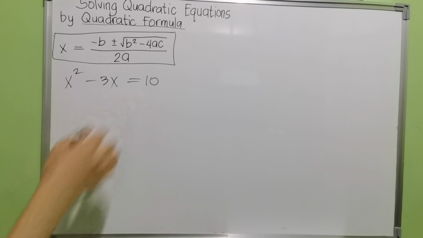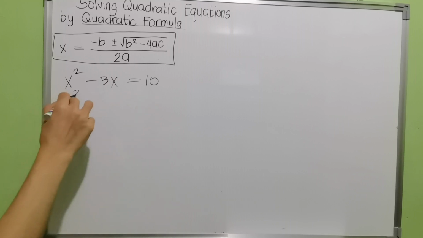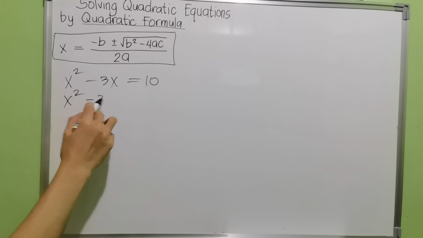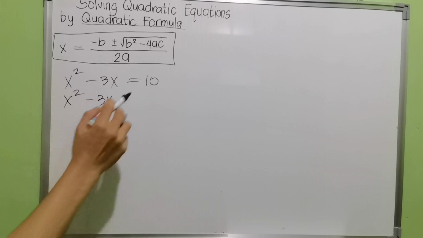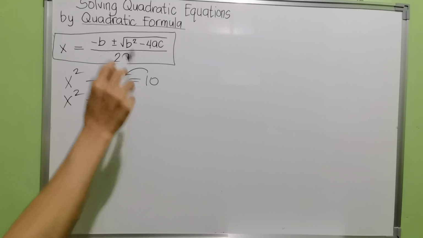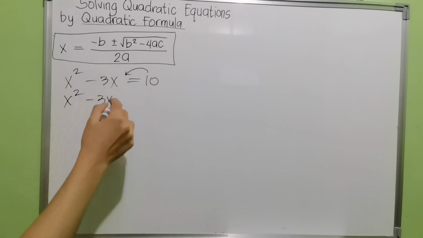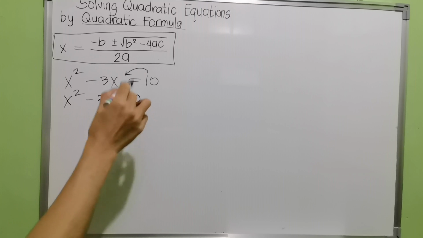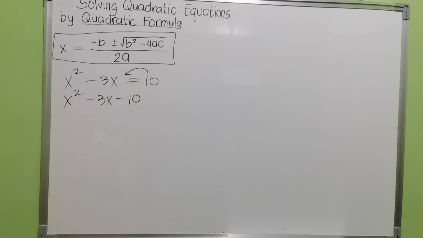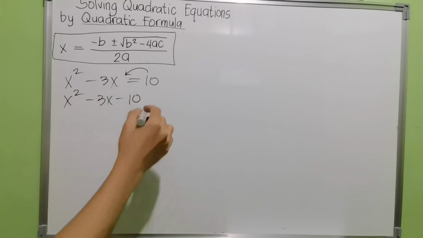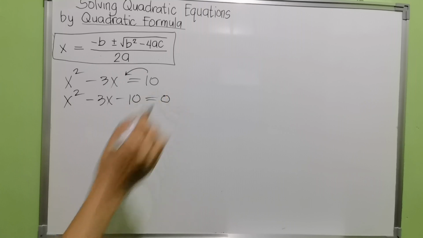So how? To change this into standard form, we have x squared minus 3x. We have to transpose 10 to the other side. If it is positive, it will become negative. So x squared minus 3x minus 10. In the standard form, it always equals 0.